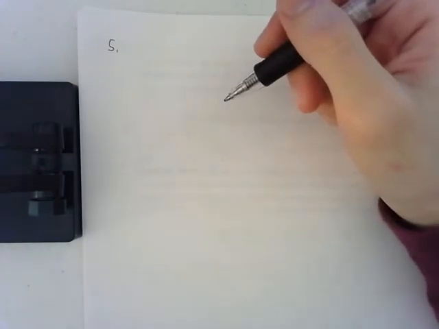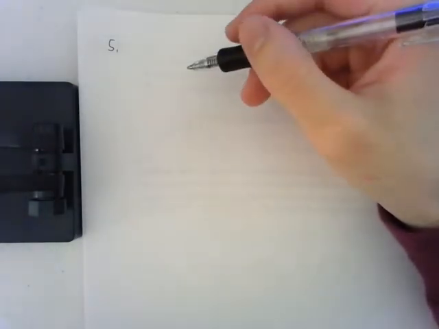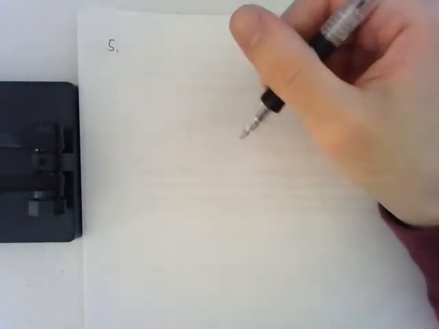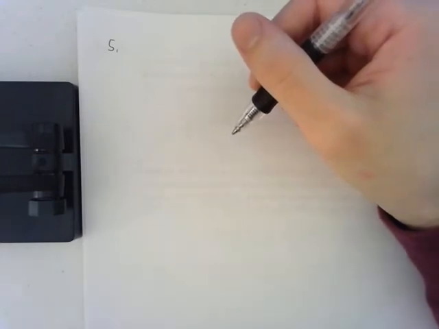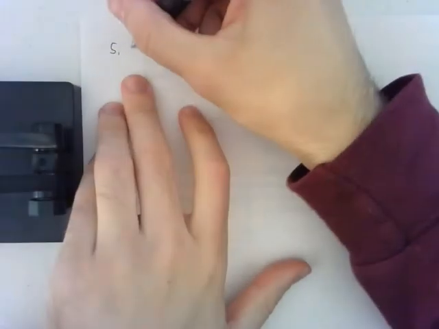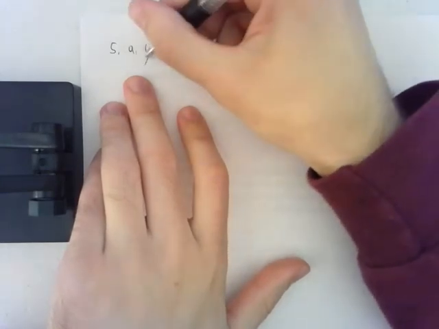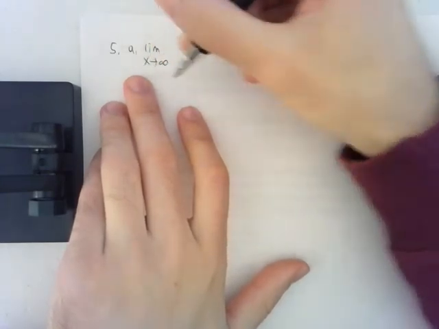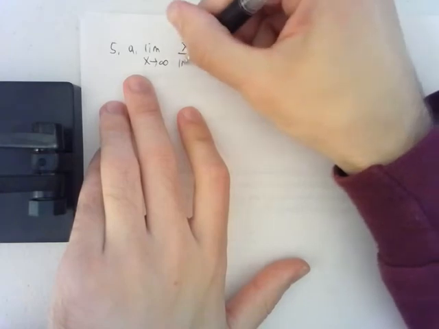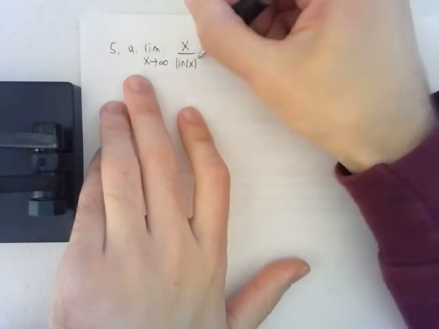Okay, so we're looking at problem 5 from the exam. This problem involves calculation of several limits. So let's jump right in. The first one is the limit as x goes to infinity of x over (natural log of x) all squared.